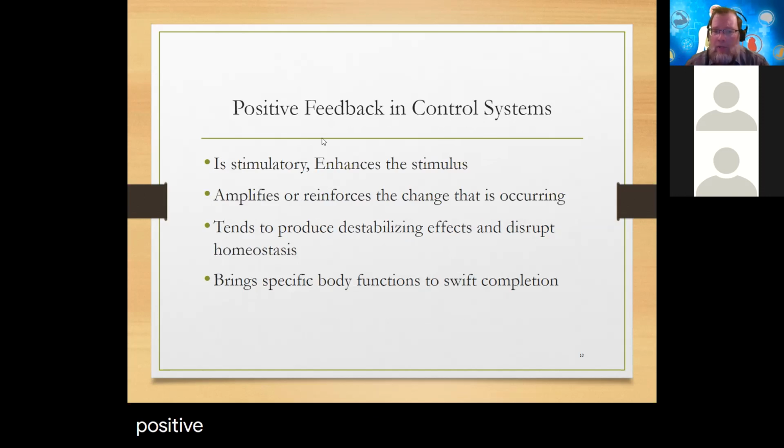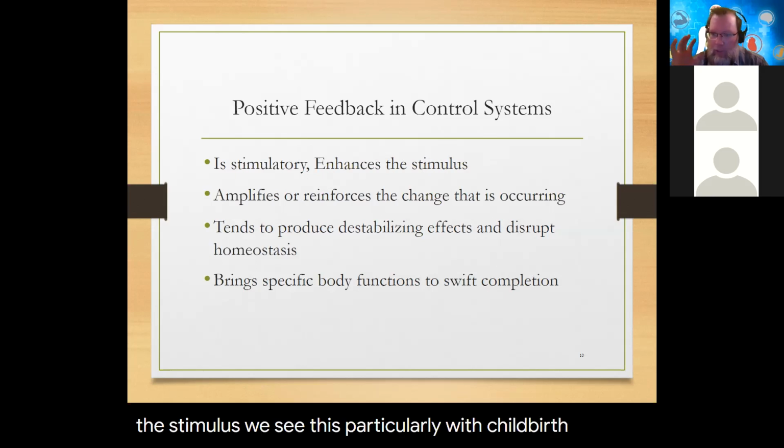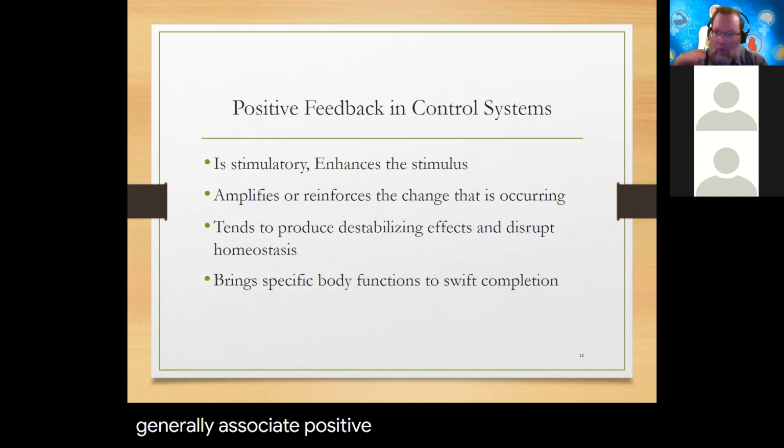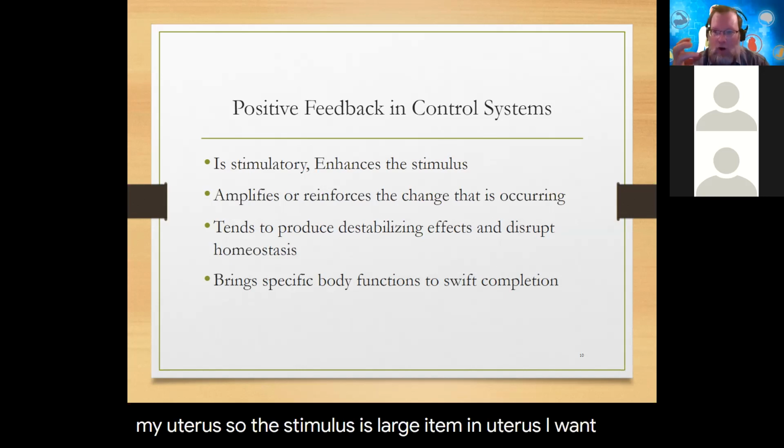We do have positive feedback. Positive feedback is going to enhance the stimulus. We see this particularly with childbirth. So we generally associate positive feedback with birthing as well as breastfeeding. The stimulus that the mother is going to get when the baby is at 36 to 40 weeks is that there's a large item in my uterus. So the stimulus is large item in uterus. I want to contract, right? So the uterus starts contracting.